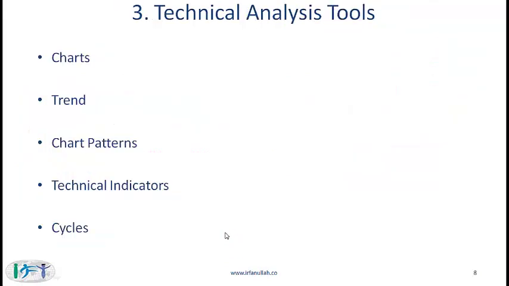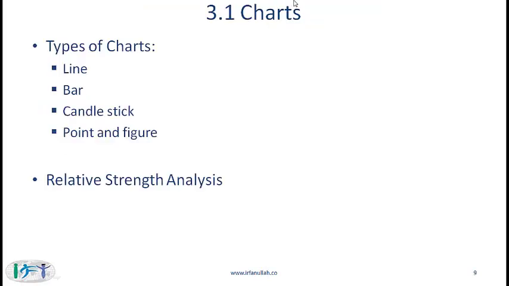There are several tools which are used in technical analysis, and those tools include charts, trend analysis, chart patterns, technical indicators, and cycles. Over the next few minutes, we will be looking at how to use these tools. Let us start with charts. There are different types of charts which are used by technical analysts. The charts include line charts, bar charts, candlestick, point and figure, and then there is the concept of relative strength analysis, which we will talk about after covering the various sorts of charts.